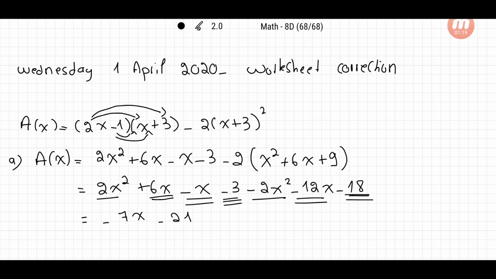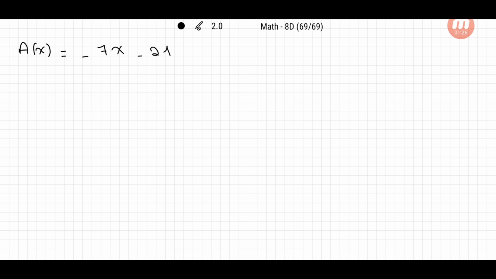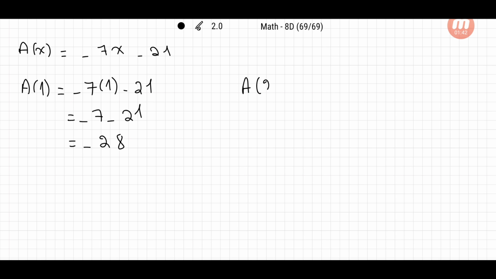So I'm done expanding. Now part B was: find A of 1 and A of minus 2. So A of 1, I replace x by 1. So it is minus 7 minus 21 equal to minus 28. And A of minus 2, I replace x by minus 2. So minus 7 times minus 2 is plus 14, minus 21 equals minus 7.